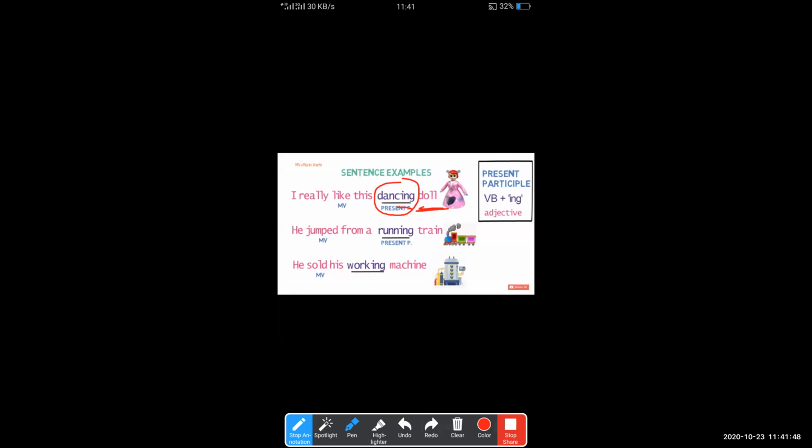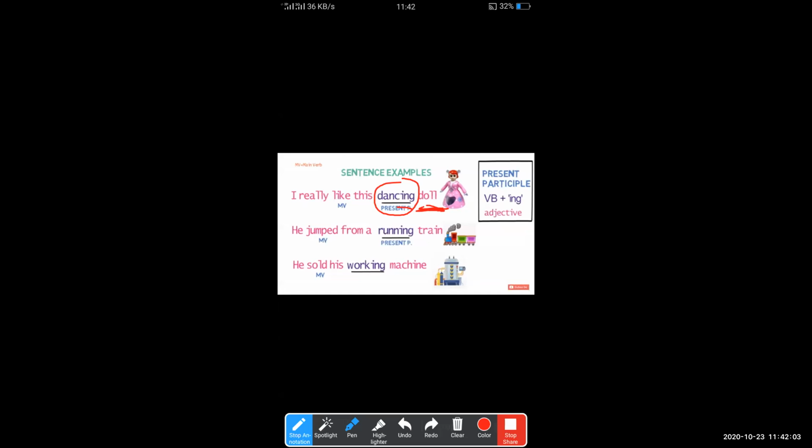It's a verb first form. That means an -ing form. You have to find those words which form verb first form with -ing. But the word acts as an adjective, so it shows the adjective of the doll, so this is a present participle.